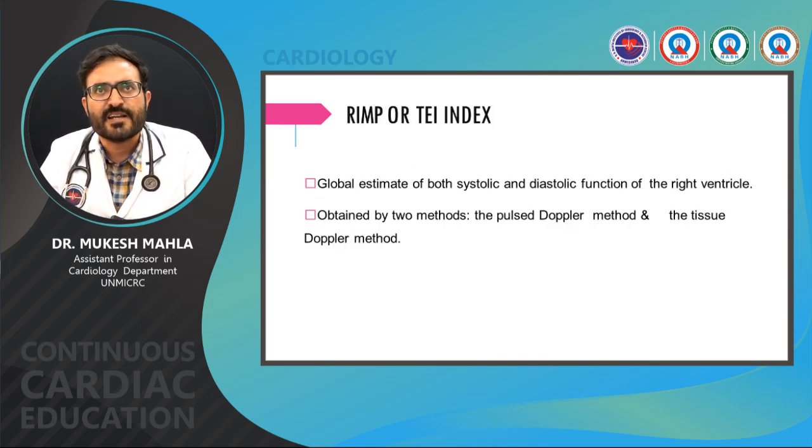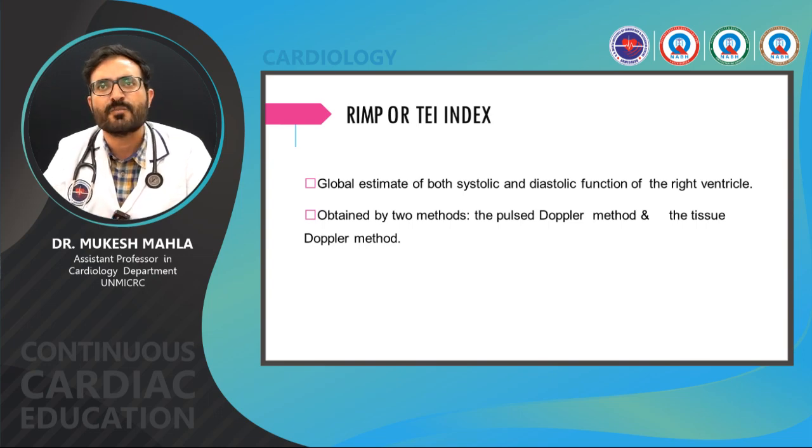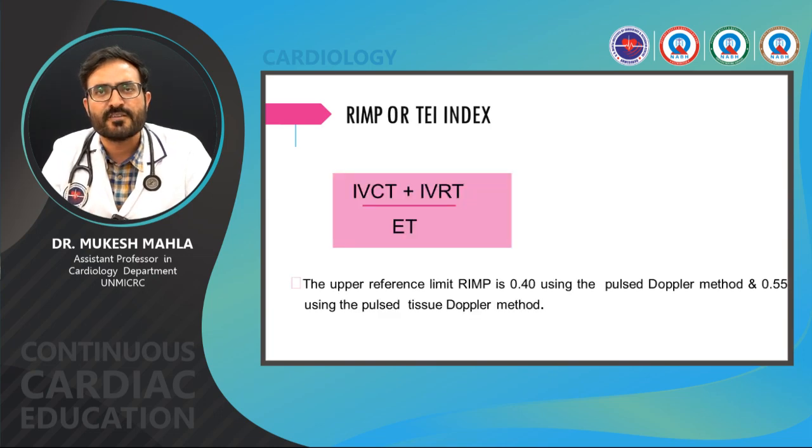Third is the right ventricle index of myocardial performance, or Tei index. It is a global estimate of both systolic and diastolic functions of the right ventricle, obtained by two methods, either by pulse Doppler or tissue Doppler methods. It is calculated by isovolumic contraction time plus isovolumic relaxation time divided by ejection time. The normal upper reference limit of the Tei index is 0.4 when we use pulse Doppler, and the upper reference limit is 0.55 when we use tissue Doppler.